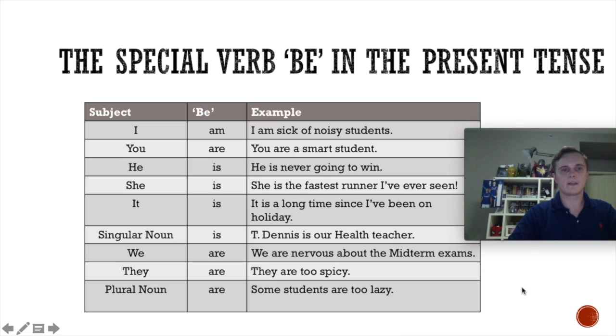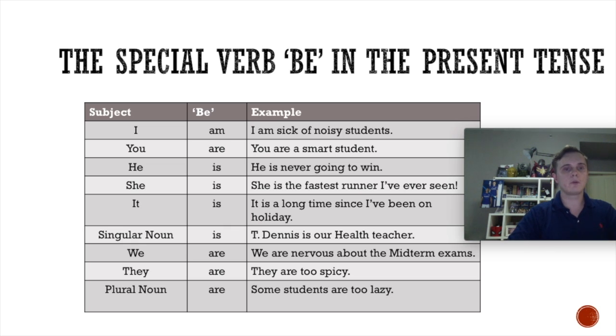Okay, so let's look at these examples. For the pronoun I, the form of the verb be we use is am. So I am sick of noisy students. If I use you, whether it's the singular you or the plural you, we say are. You are a smart student. For he, she, and it, we use is. So he is never going to win. She is the fastest runner I've ever seen. It is a long time since I've been on holiday.